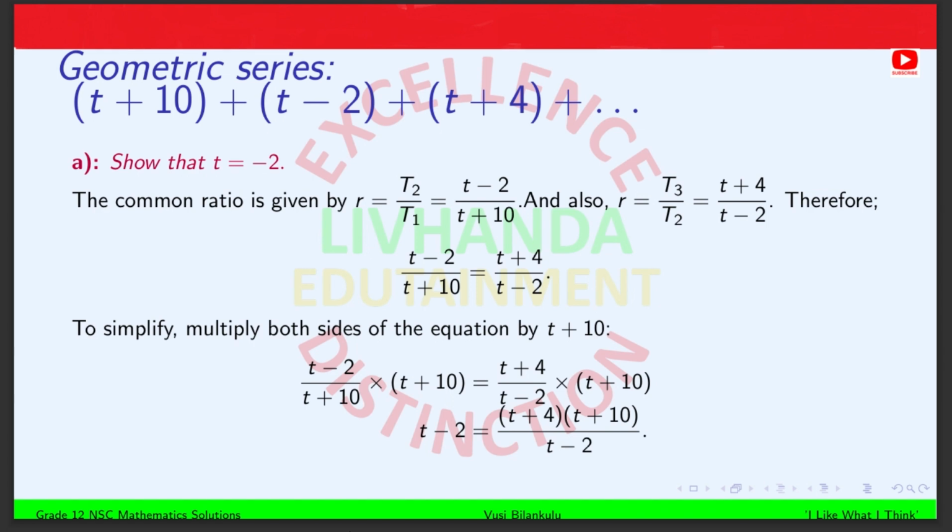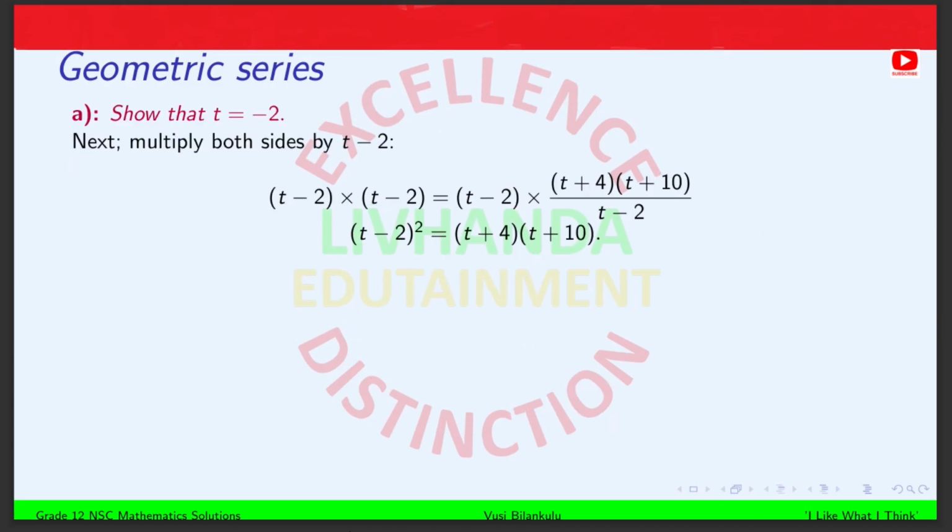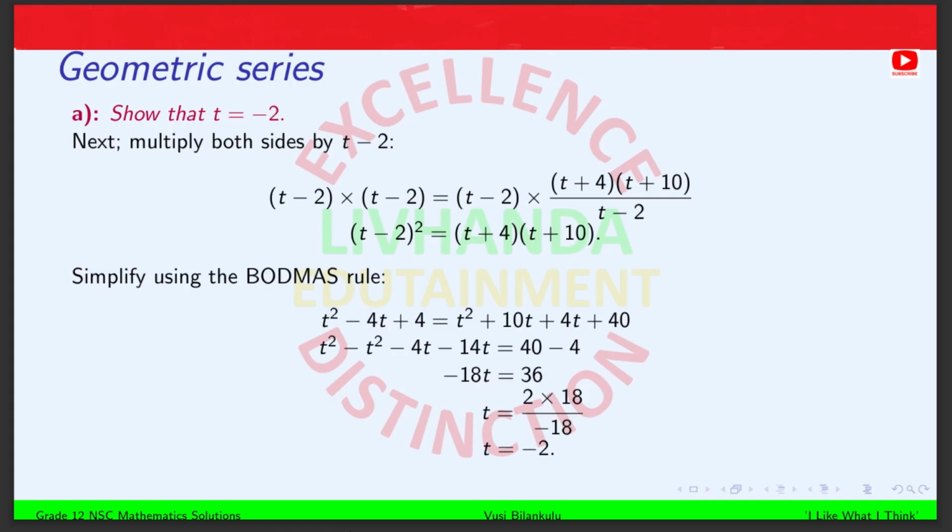Next, multiply both sides of the equation by t plus 10 so that t minus 2 equals a product of t plus 4 and t plus 10 all divided by t minus 2. Next, multiply both sides by t minus 2, so that a square of t minus 2 equals a product of t plus 4 and t plus 10. Simplify using the BODMAS rule so that t equals negative 2.